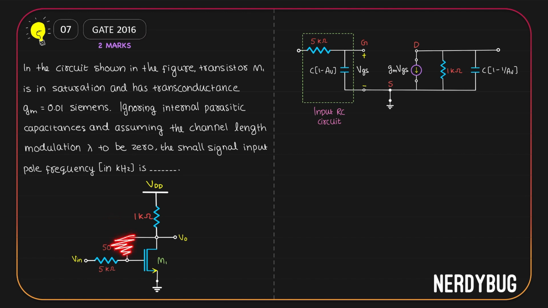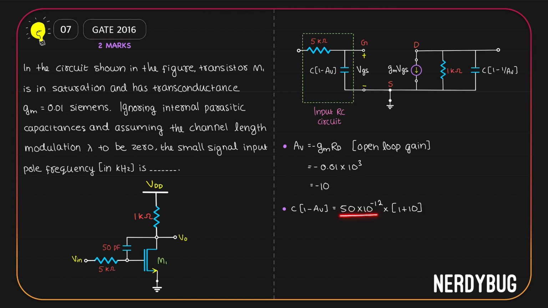When this is not included, all we have here is a common source amplifier. Its gain is minus gm RD. So AV is minus gm RD. It is the open loop gain of our amplifier. gm is given in the question. RD is 1 kilo ohm. So we get the gain. It is minus 10. Using this value, let us find C multiplied by (1 minus AV). It is 50 picofarad multiplied by (1 minus minus 10) or 1 plus 10.